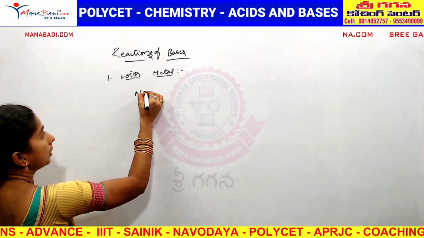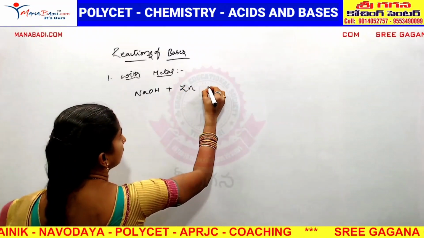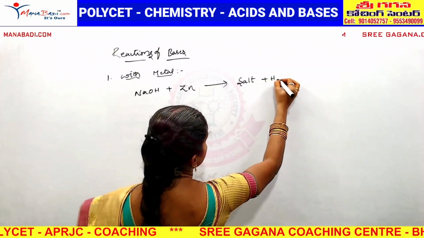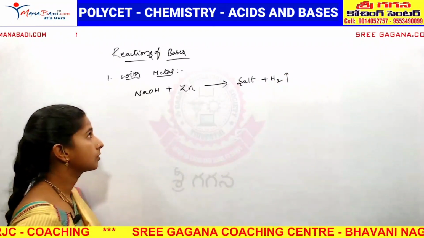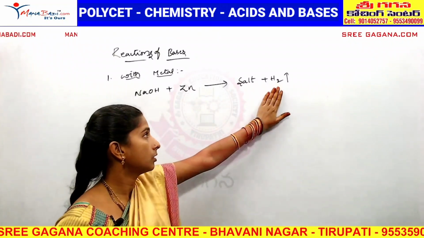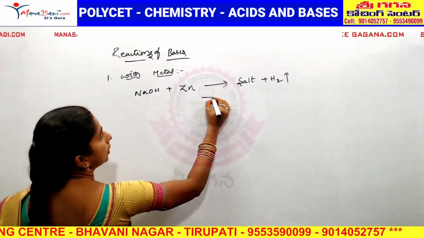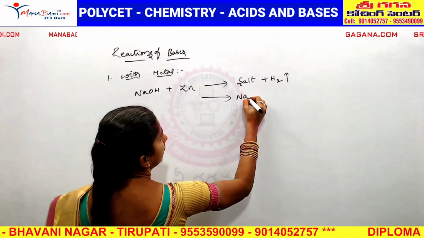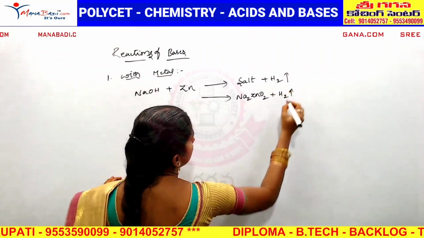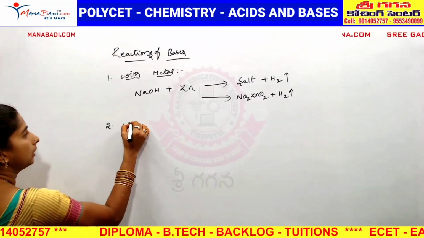For example, NaOH plus zinc forms salt plus H2 gas, same as acid. Acids, when they react with metals, also release H2 gas along with the formation of salt. Here it forms Na2ZnO2 plus H2 gas.